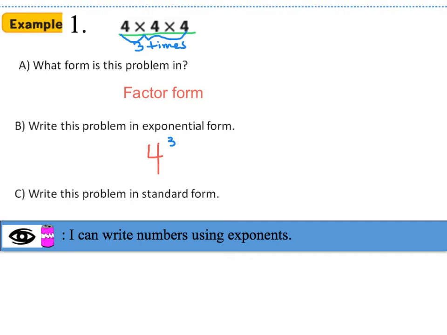For the last part, it says write this problem in standard form. If I was to sit there and multiply 4 times 4 times 4, I would get 64. And that's the answer in standard form. Please don't multiply 4 and 3. You cannot multiply the base and the exponent to get 12. That is using repeated addition. Remember, we are not using repeated addition with exponents. We're using repeated multiplication. So 4 times 4 times 4 gets us our standard form in 64.